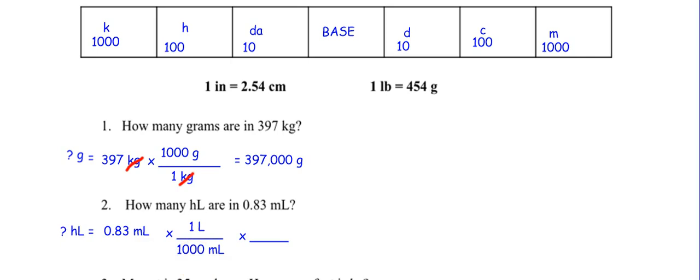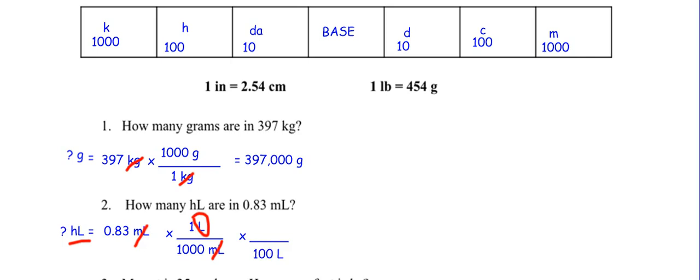But wait a minute, am I done? The answer is no. Milliliters canceled out, and I'm left with liters. Is liters what I want? Nope, I want hectoliters. So I have to keep going. Liters has to go on the bottom. All right, so which is bigger, a hectoliter or a liter? The one on the left. Hecto is bigger, so it's going to get the 1. So how many liters are in a hectoliter? There's 100. Hecto is 100 liters.